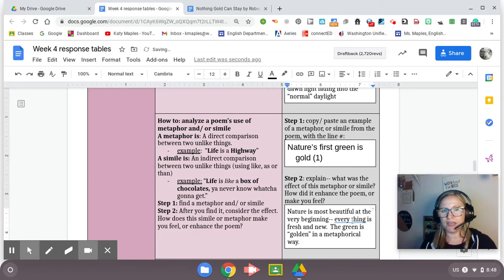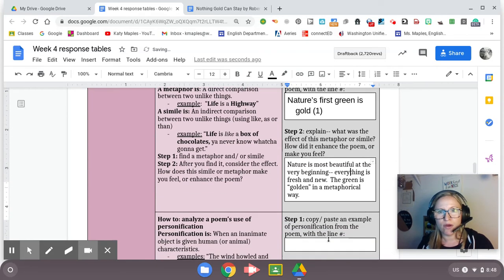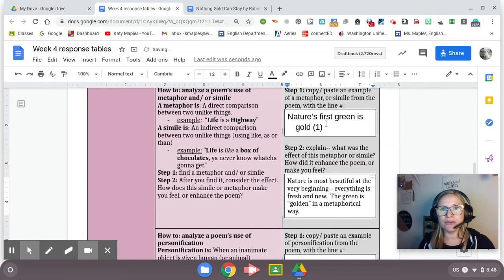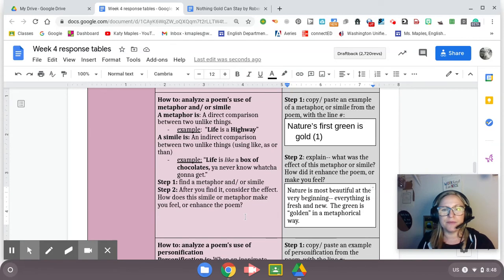So I kind of explained how this metaphor enhances the poem, what its purpose is, what it means. So that's what I want you guys to explain. Whatever you find, try to explain it. Explain what it means, how it enhances the poem, why it matters. Okay? All right.